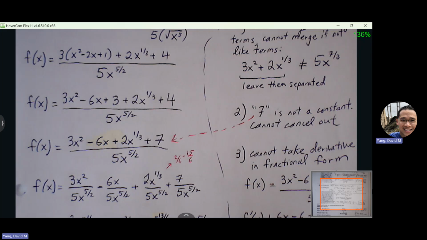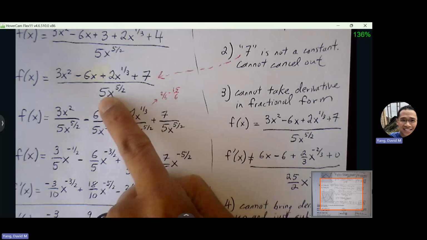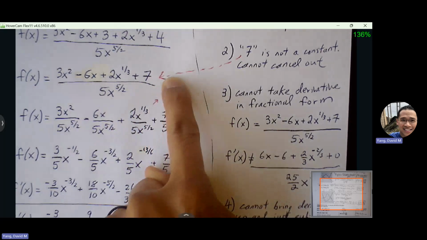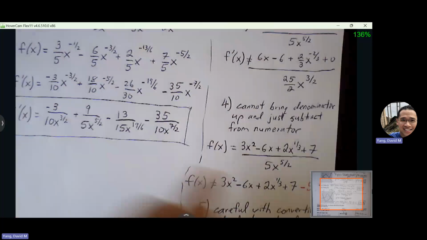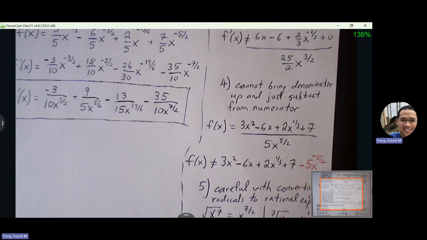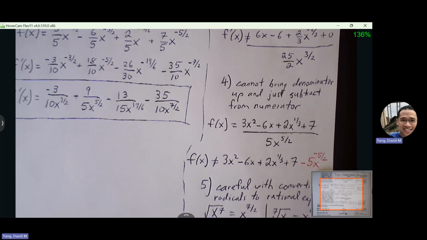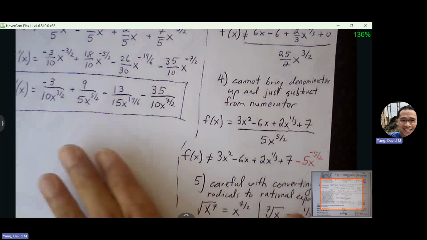And then another thing that I saw was some students would try to bring the denominator up to the numerator and make it minus 5x to the negative 5 halves. And when they did that, they just turned everything into power rule and completely avoided the denominator. So you've got to deal with that denominator in some form. We have to split them up into fractions. So I think that's the biggest issue.